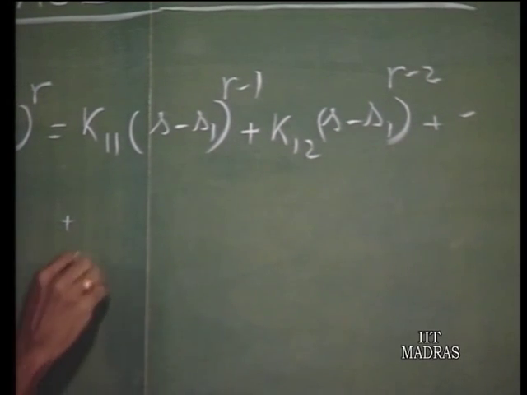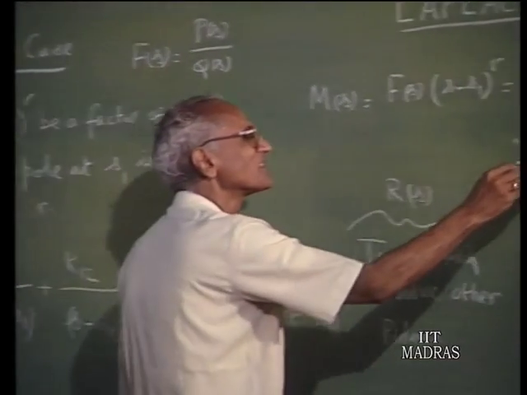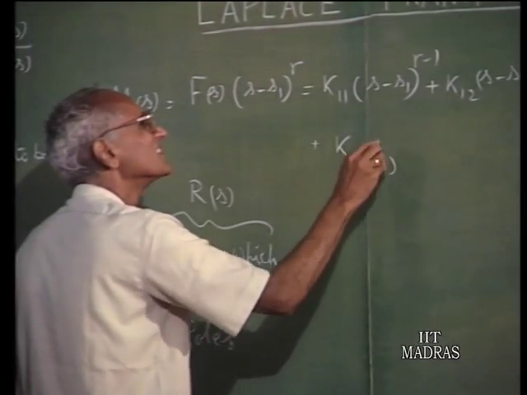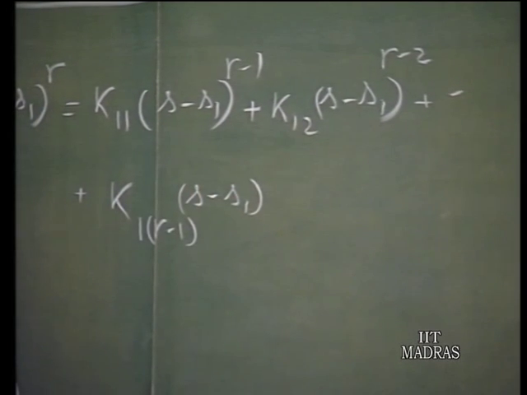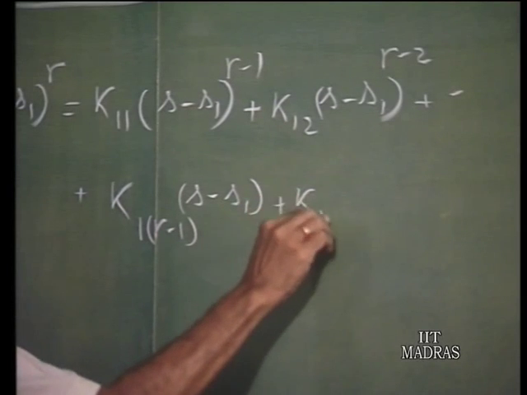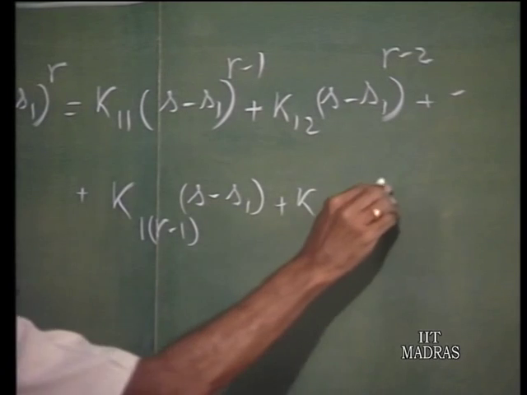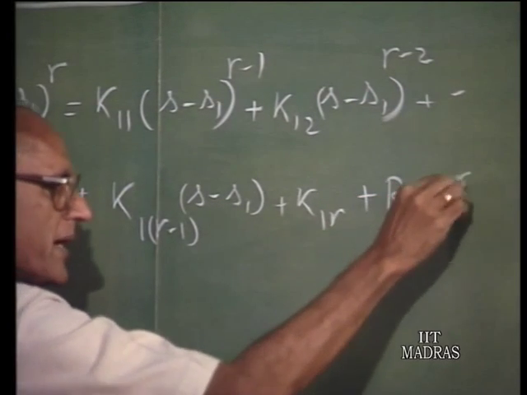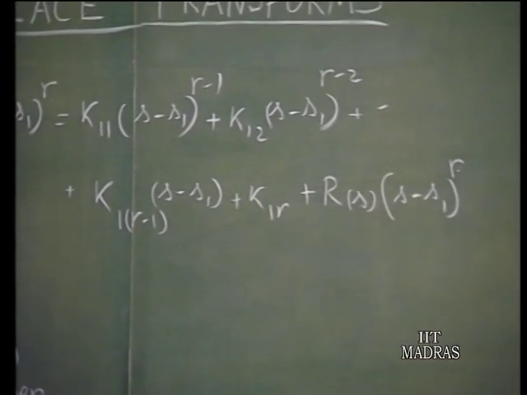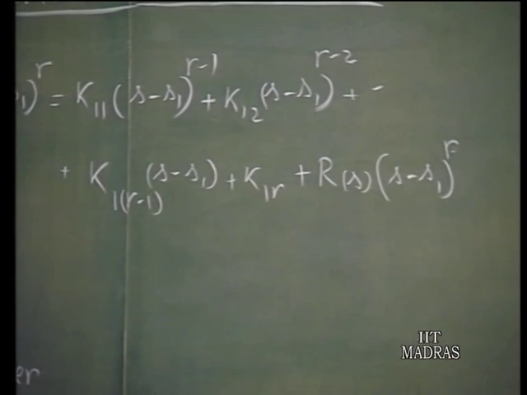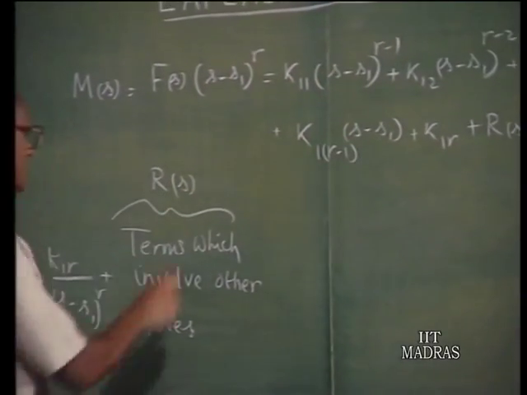plus, compared to this, the last two terms, k1(r minus 1) times (s minus s1) plus k1r, plus this entire group of terms R(s) multiplied by (s minus s1) raised to the power of r. That is how this M(s) would look like. So, every one of these terms is multiplied by (s minus s1) raised to the power of r, and this is what the result is.